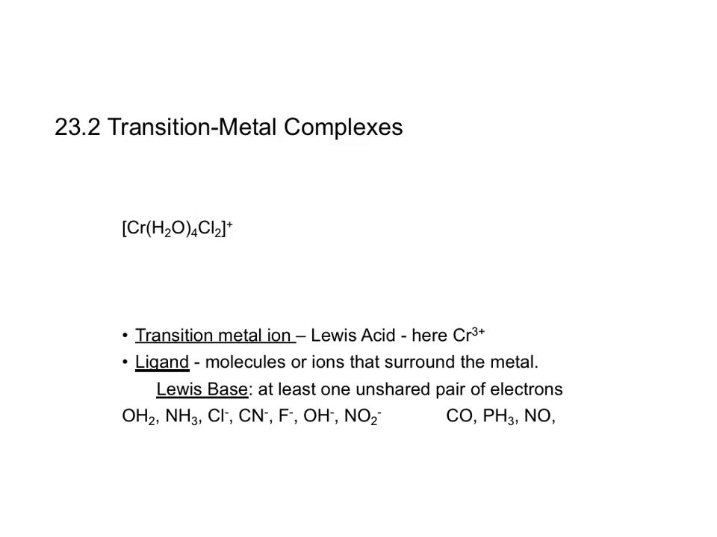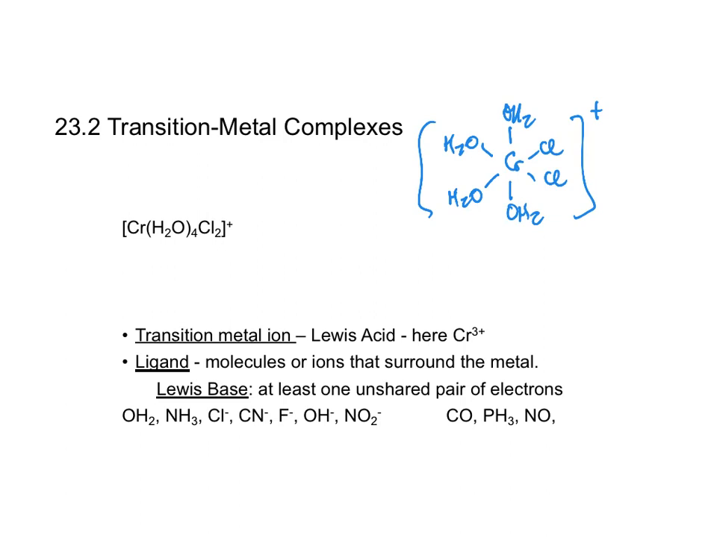This section is called Transition Metal Complexes. Remember back in chapter 17, we had complexes that had a KF, and you kind of wondered where they came from. Well, this chapter is going to describe where they came from. I drew it as an octahedral right here, and what I want to do is point out some things.